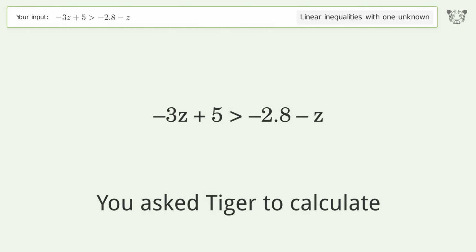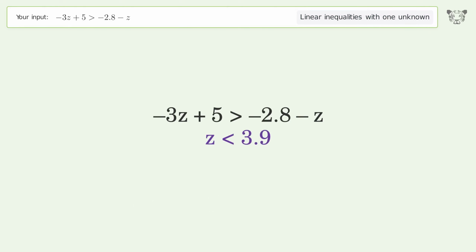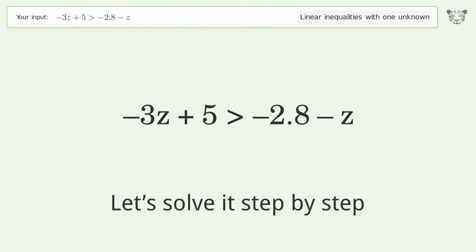You ask Tiger to calculate. This deals with linear inequalities with one unknown. The final result is z smaller than 3.9. Let's solve it step by step.